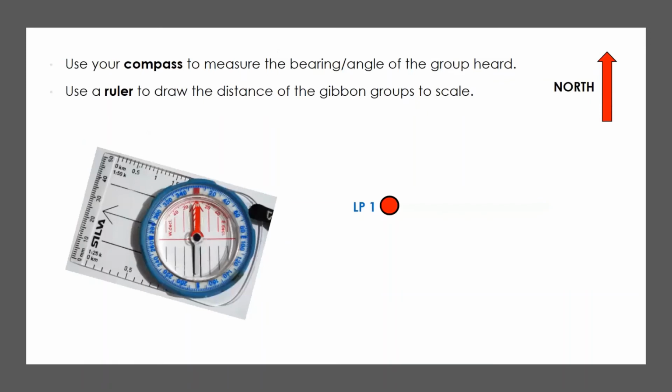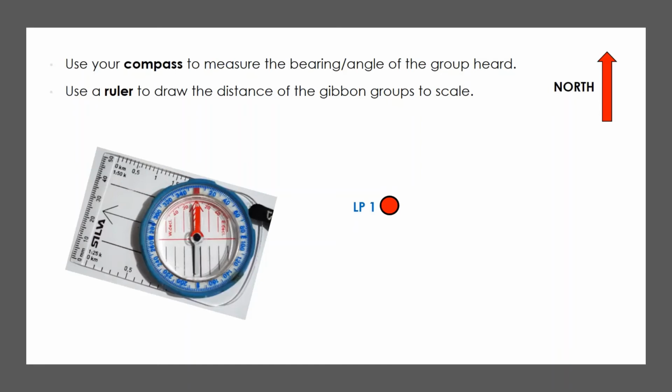So using your compass that you hopefully used in the field to measure your bearing in relation to north, so the angle of the group that you heard, and using a ruler, which often on a compass, you also have a ruler on the side of it, you can basically draw your given group distances to scale.